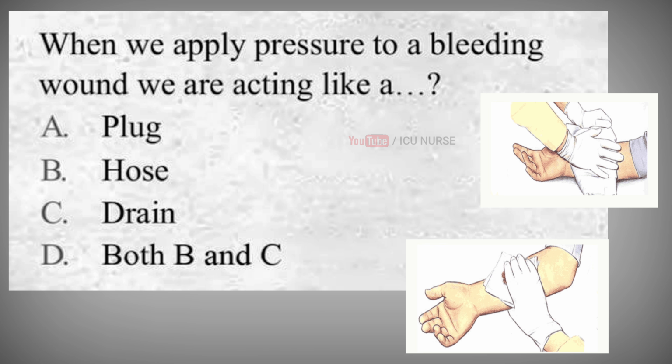When we apply pressure to a bleeding wound, we are acting like A. Plug, B. Hose, C. Drain, D. Both B and C. And the correct answer is A. Plug. By applying pressure to the wound, you are acting like a plug, helping the blood to clot and stop the bleeding.